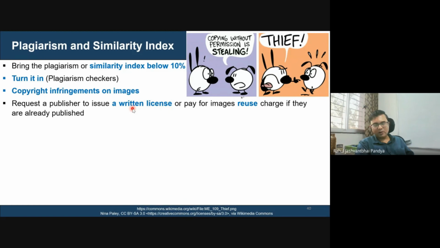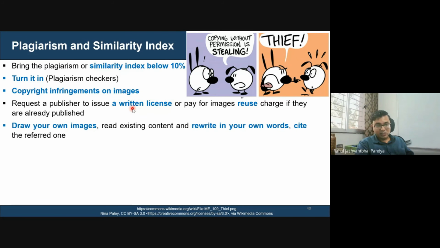Right, we have to see CC BY 4.0. That's called Creative Commons BY 4.0 license. If it is in that domain, we can reuse it and cite it. If it is a paid image, we have to pay the image charges, and only then can we reuse it. If we are taking any image, we have to redraw it with our own contributions, and rewrite the relevant text, and then cite the referred one.